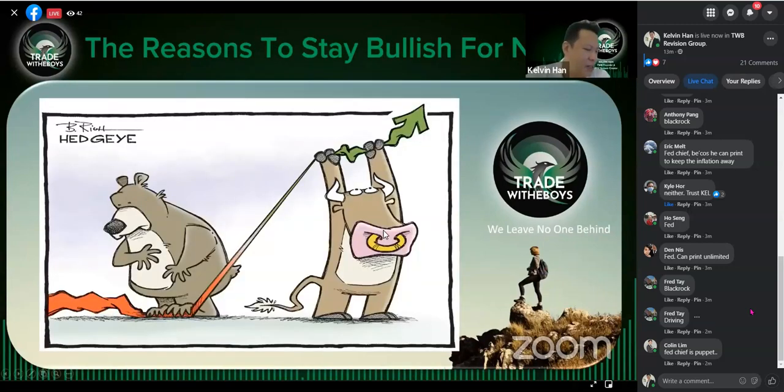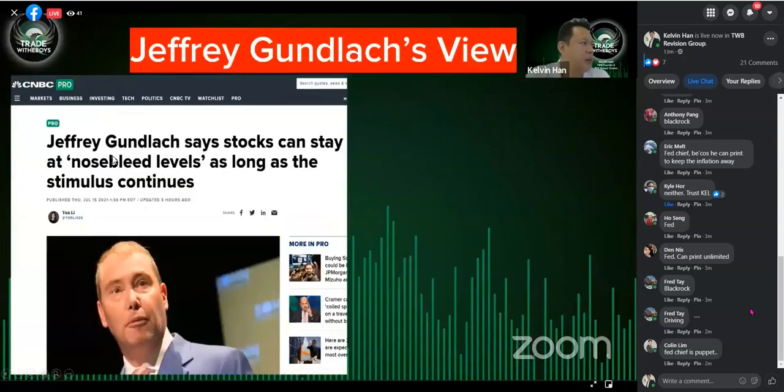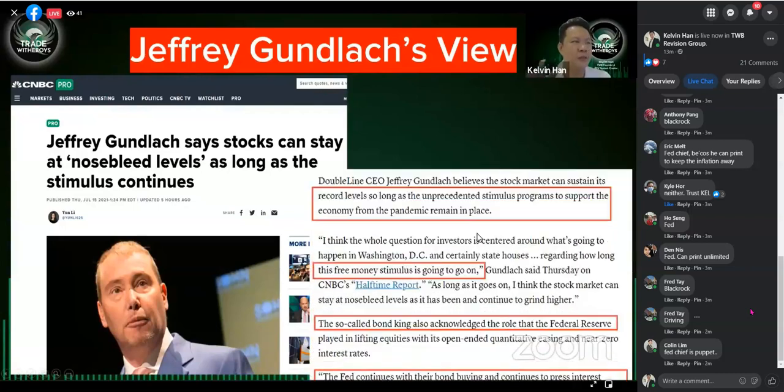All right. So there are many reasons to stay bullish right now, and today there are many, many of them. Let me share with you. Now, Jeffrey Gundlach says that stocks can stay at nosebleed levels as long as the stimulus continues. I mean, this is a bit of like telling you that if the stock is at a very high price now, a nosebleed altitude level, as long as the stimulus is there, it's good. So it's a bit of both sides: you stay buy, but just be careful, okay? So that's why I put it into this area.